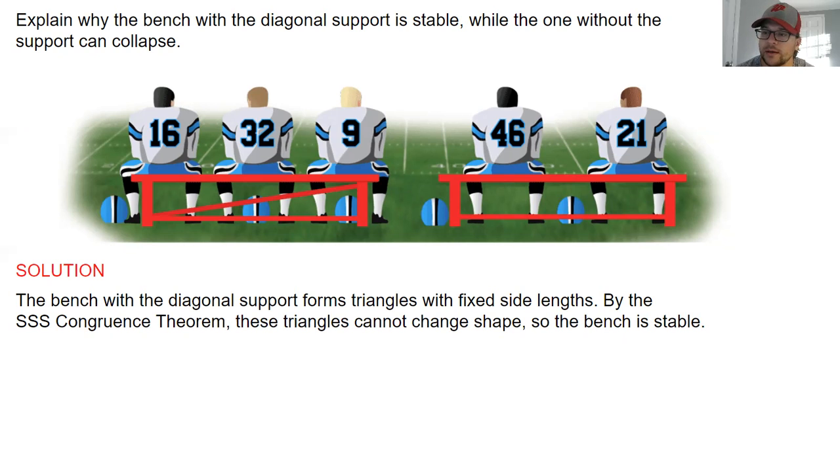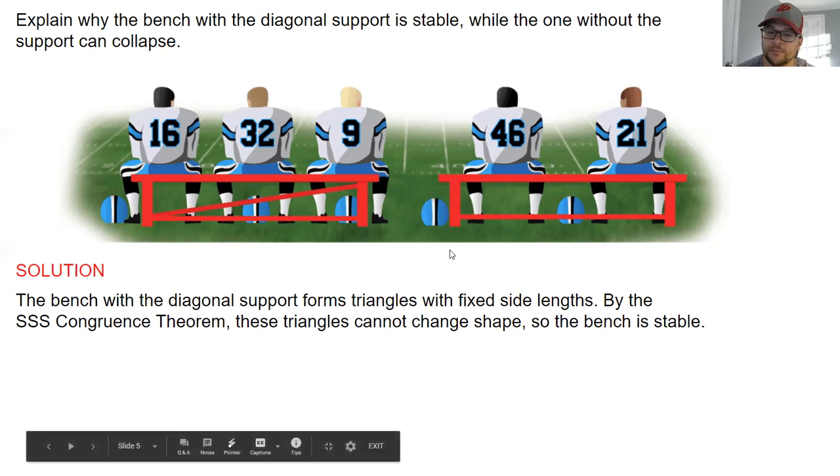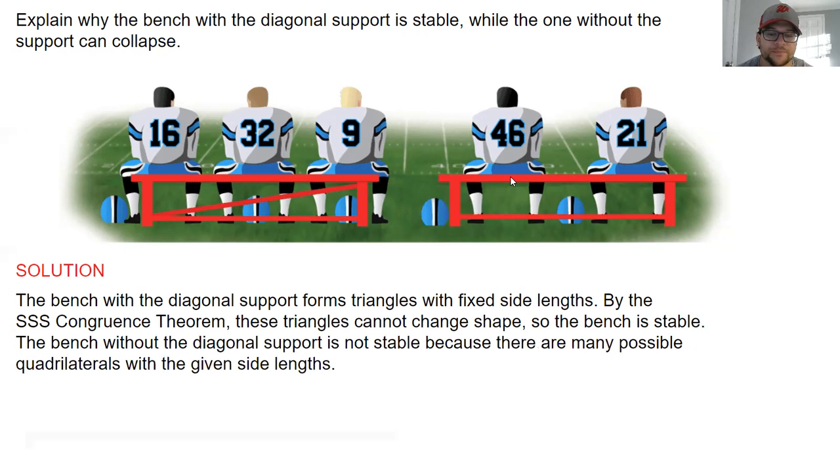And the other one, it could wobble back and forth, and these vertical beams right here could change. So if it doesn't have that diagonal support, there's a bunch of different side lengths that you could get within that quadrilateral. And those angle measures are going to change within that bench. So because those two triangles are not going to change any side lengths or any angles, that is a fixed object that is not going to change at all throughout any movement.